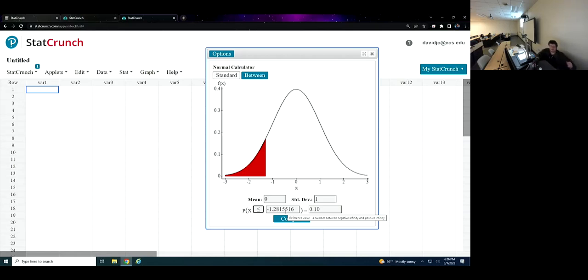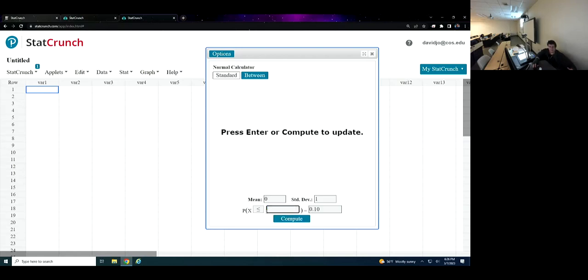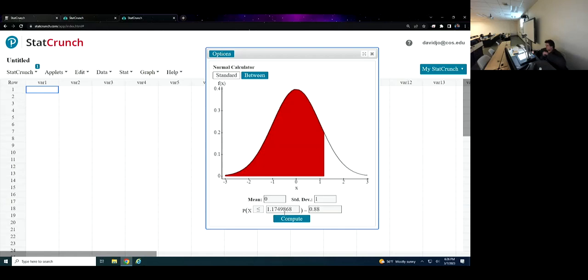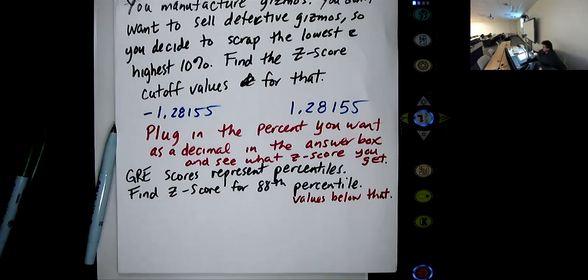If I want to do the GRE score, I want values that are less than, I'm going to get rid of that. But I'm going to say less than 88%, which would be 0.88 right there. I'll click compute and it will tell me the value right there. So I'm going to write that value down.